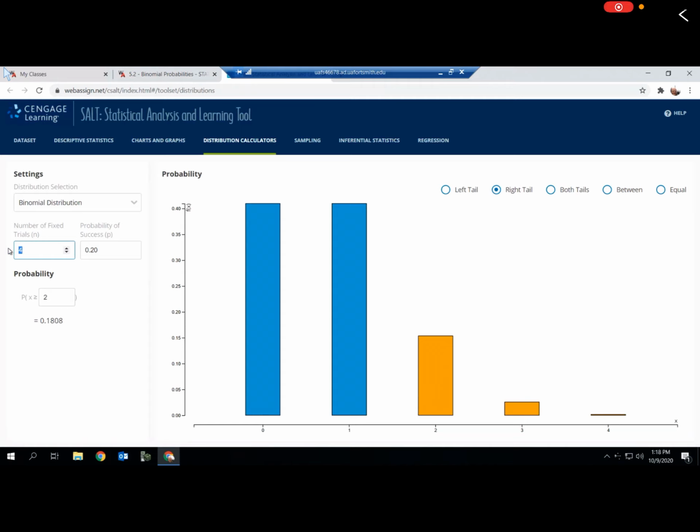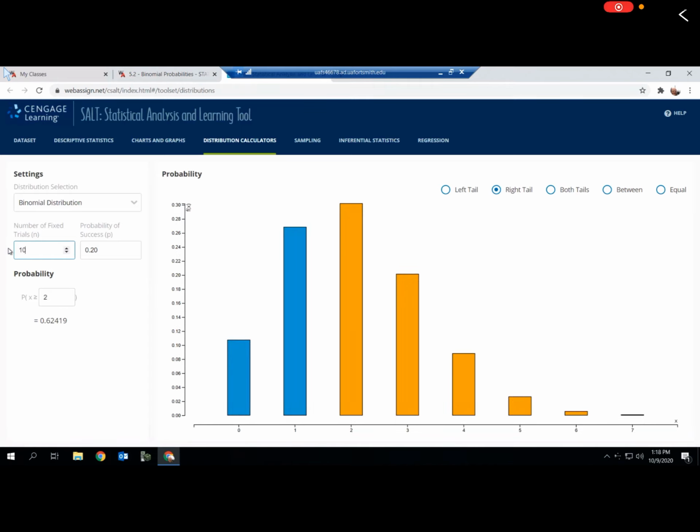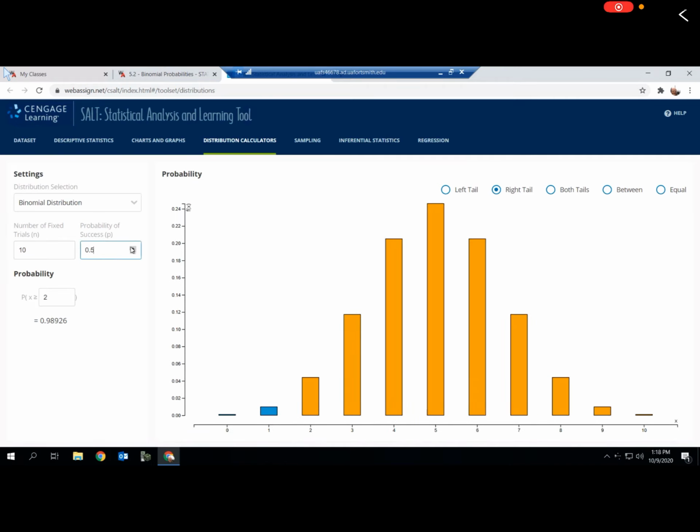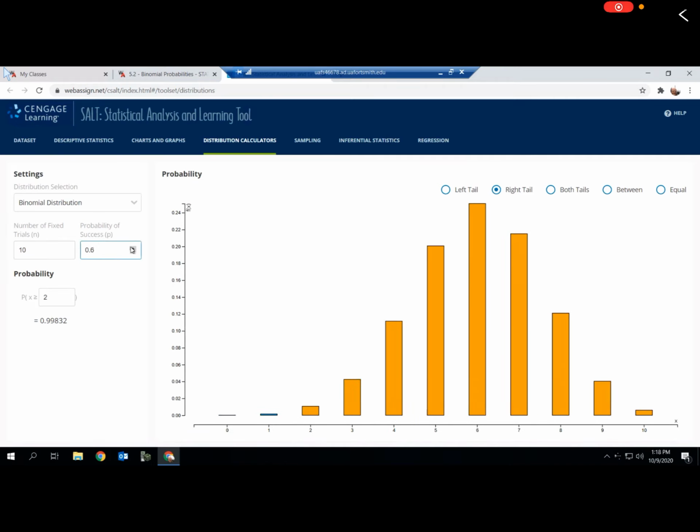We're going to change N to 10 for 10 wolves. The success, which is considered to be a male in this problem, doesn't mean good or bad, 0.60. And we want values of 7 or greater. So we're still going to leave it on right tail, but we're going to move this probability up to 7.